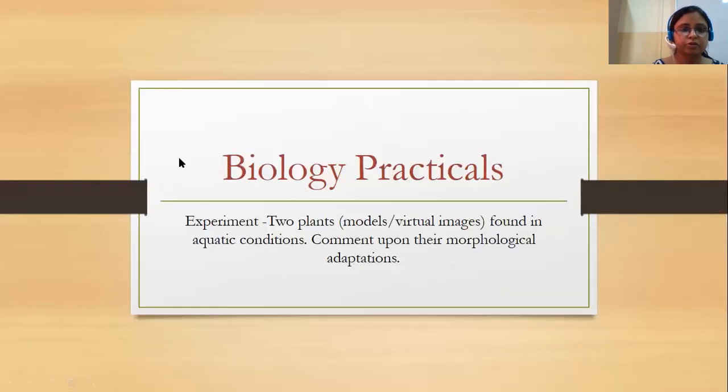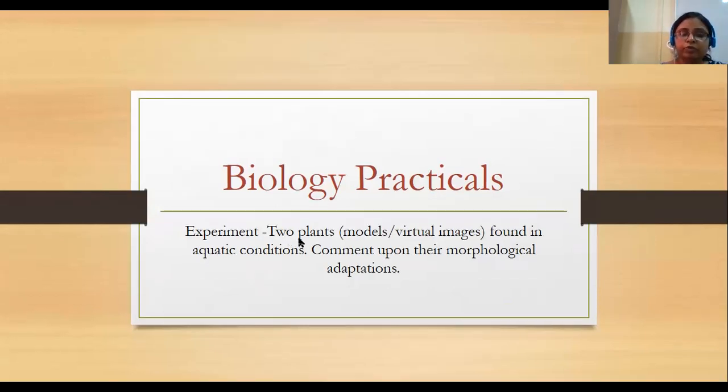Fine. So this is our biology practical that we will be doing today. We will study the two plants through their models and their virtual images that are found in aquatic habitats like the freshwater ponds and lakes. First, we have to identify them and then we have to comment upon their morphological adaptations. What kind of adaptations they have when they live in the water.